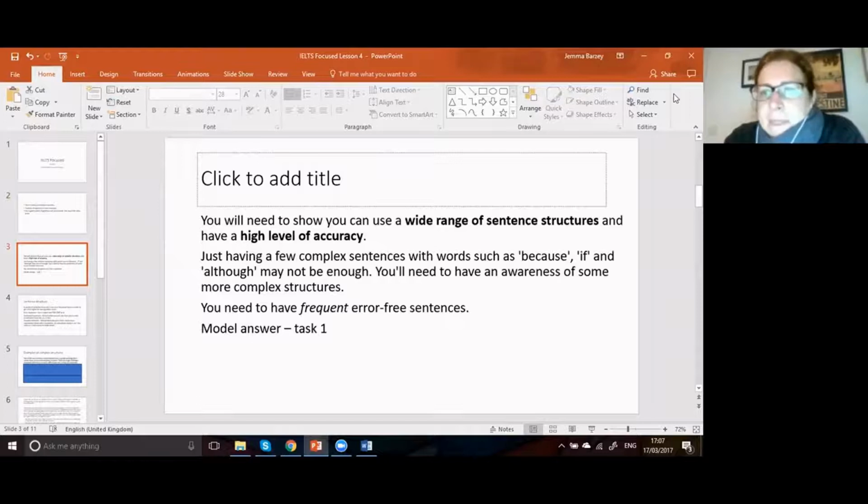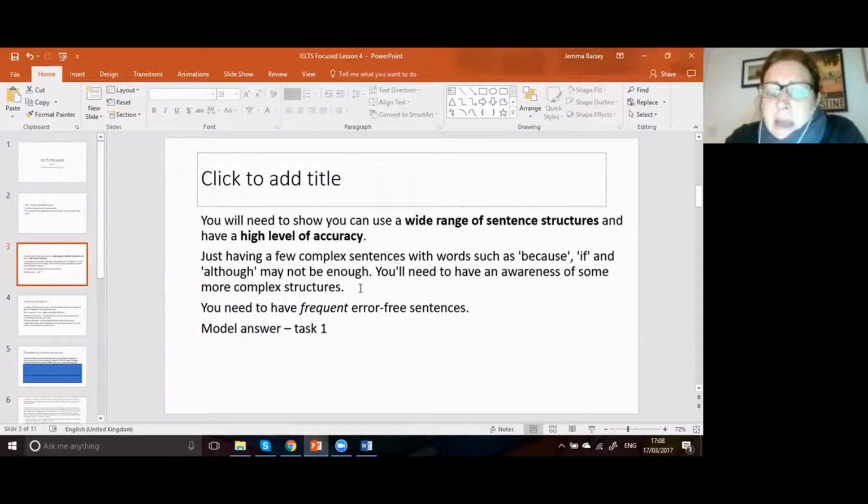So what this kind of means is that you can use a wide range of sentence structures and you have a high level of accuracy. The wider the range and the higher the accuracy, the higher your band score in grammar is going to go up. And having just a few sentences with words such as because and if and although are not going to be enough. So you need an awareness of some complex structures, and you need to be using a few.